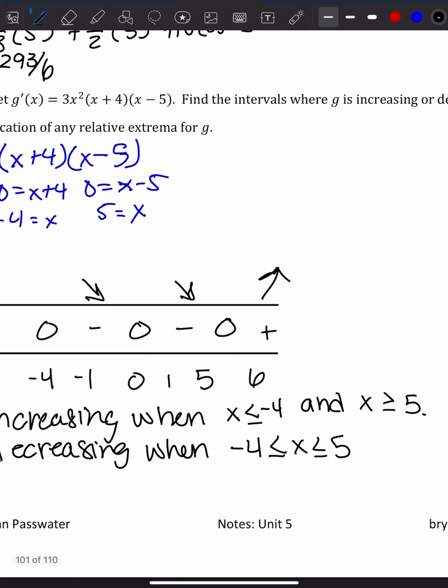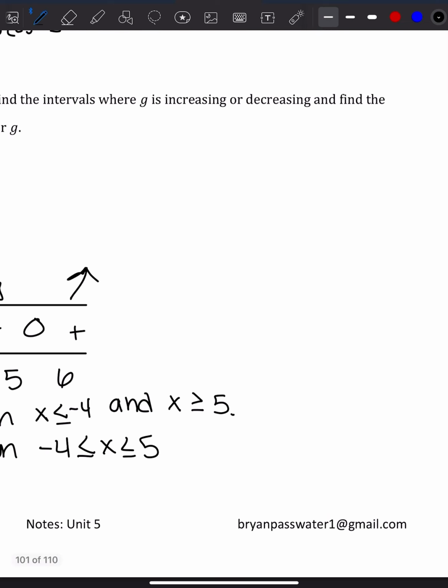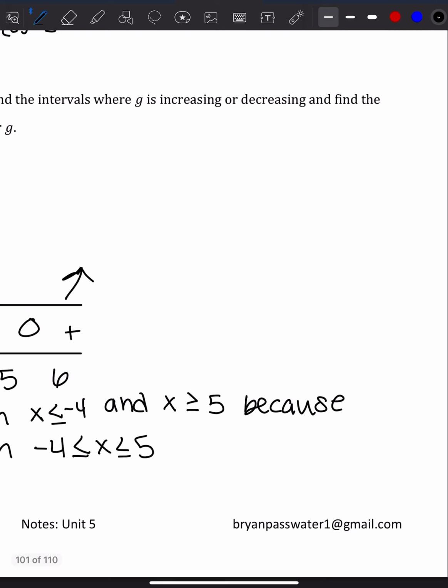So one thing that we sometimes can forget but have to be careful about is our because. So why? So this is because g prime of x is positive, and this one is because g prime of x is negative.